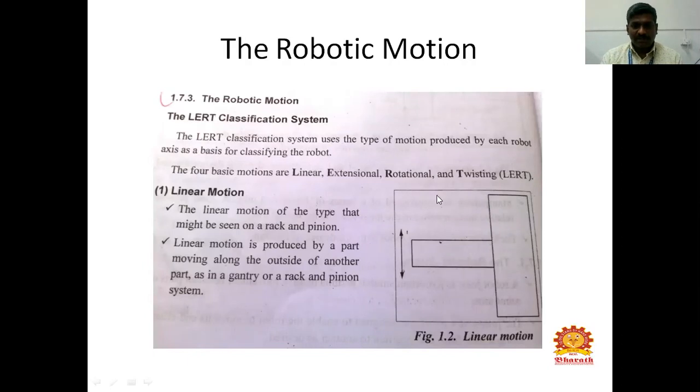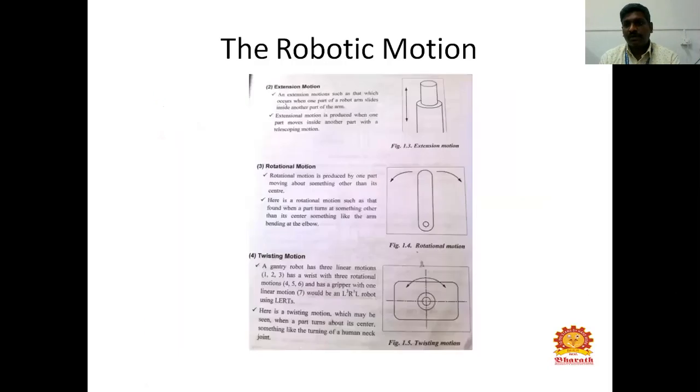First one is the linear motion. The linear motion is of the type that might be seen in a rack and pinion mechanism. Linear motion is produced by one part moving along the side of another part, as in a gantry or a rack and pinion system. Here it is connected and moving in a linear movement. It may be a vertical or a horizontal movement. That is the linear motion of the robot.